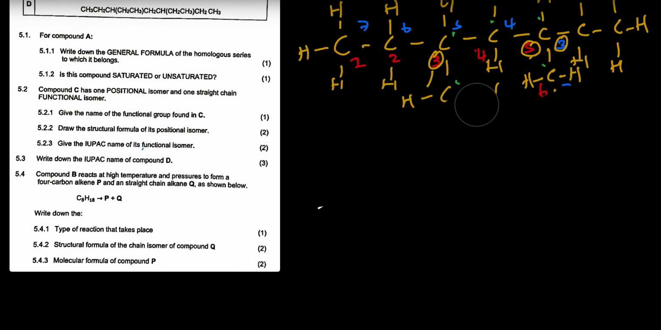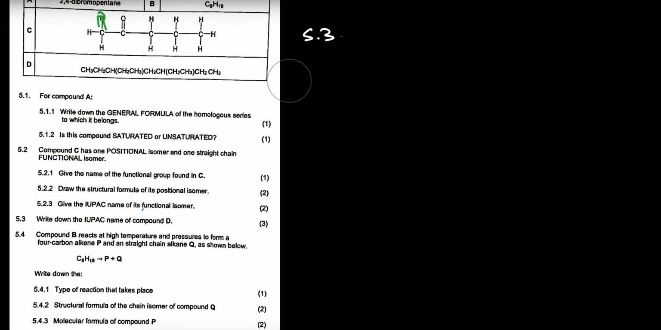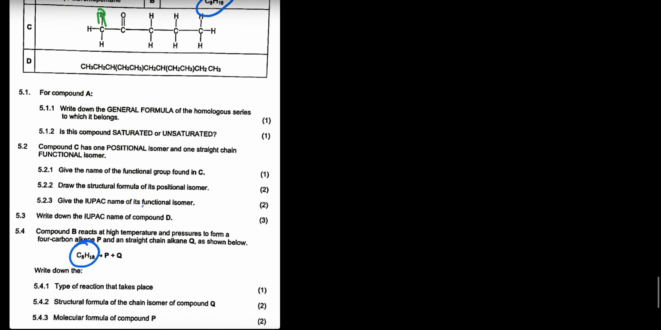Remember, after we name that, we should get the structure. Remember now compound B, that was not necessary because compound B is already here. So they say now compound B reacts at the higher temperature and pressure to form a 4-carbon alkane. Okay, so we are told that compound B, which is C8H18, is reacting at high temperature and pressure, but now the P is going to be an alkene with 4 carbons.